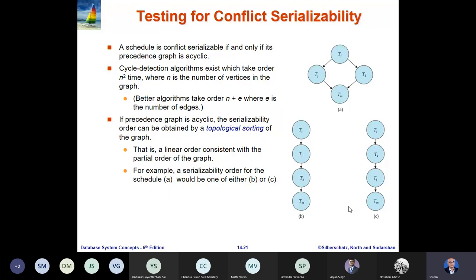So the topological sorting of this graph will be Ti, Tj, Tk, Tn or Ti, Tk, Tj, Tn. So the schedule represented by the precedence graph A is equivalent to the serial schedule Ti, Tj, Tk, Tn, and it is also equivalent to the serial schedule Ti, Tk, Tj, Tn. But it is not equivalent to the serial schedule say Ti, Tn, Tj, Tk or Tn, Ti, Tj, Tk, anything like that. Okay. So out of those factorial 4, only with these two it is conflict equivalent. So you see that you can test for conflict serializability in this manner, which is a polynomial time algorithm as a result of this.